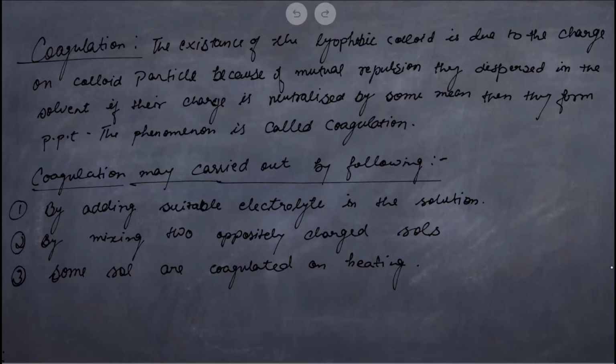Like, PPT is precipitate. Okay, coagulation may be carried out by the following methods: by adding a suitable electrolyte to the solution, or by mixing two oppositely charged sols. Like, this is the beaker, this is the solution, and the colloidal particles are positively charged. If we add an oppositely charged, negatively charged sol, then it will be precipitated here. Okay, like this.